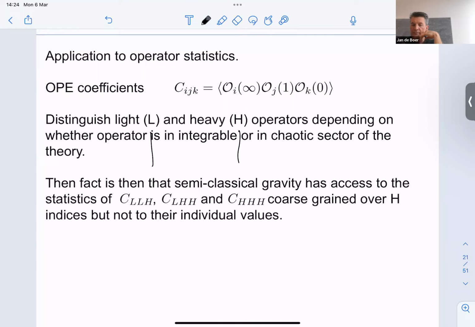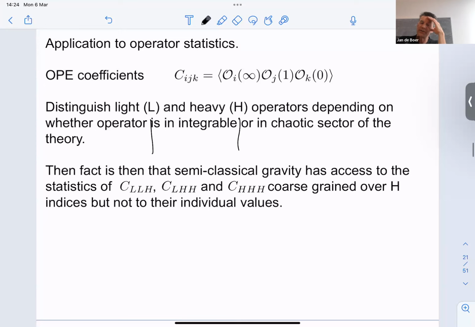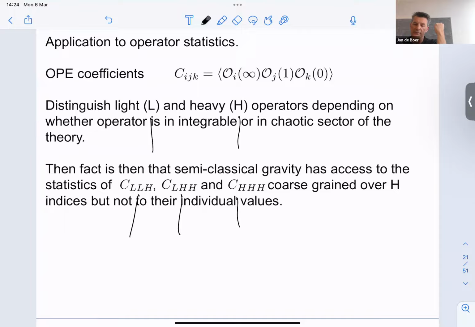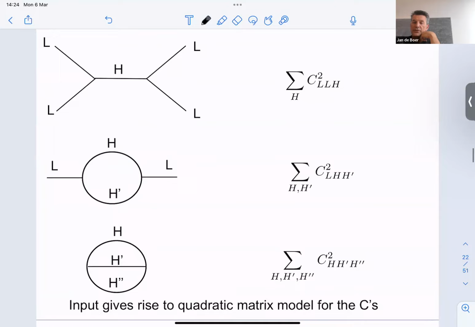And semi-classical gravity has access to the statistics of these OPE coefficients with 1, 2, or 3 heavy indices. So schematically, if you compute a 4-point correlator of light operators in the theory, like here, light, light, light, light, this is just a standard representation of the 4-point correlator in conformal field theory. This is equal to the square of OPE coefficients, but you sum over the intermediate channel H.